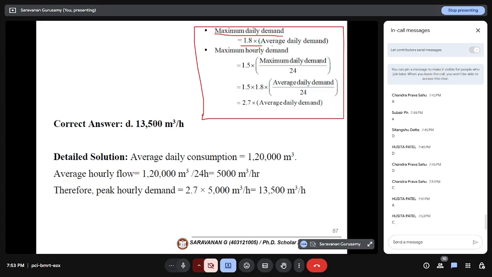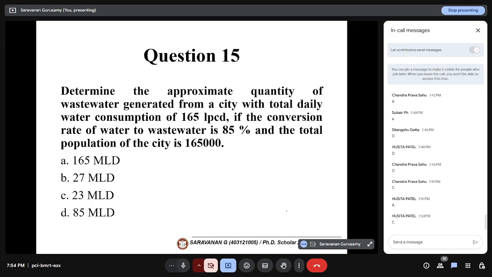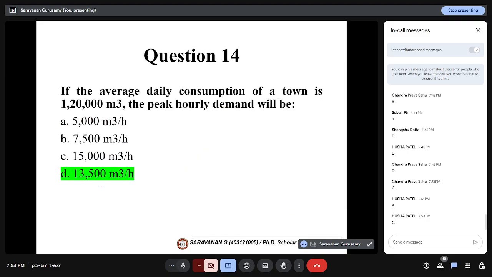Maximum daily demand is 1.8 times of average daily. Maximum hourly is 2.7 times of average daily. So, they have given 1,20,000 and they are asking for the peak. So, peak will be 2.7 times, not 3 times, that is for wastewater. So 2.7 times, in meter cube per hour. If you divide, you will get 13,500. Yeah, it's not second, it's hour. So the answer is 13,500.